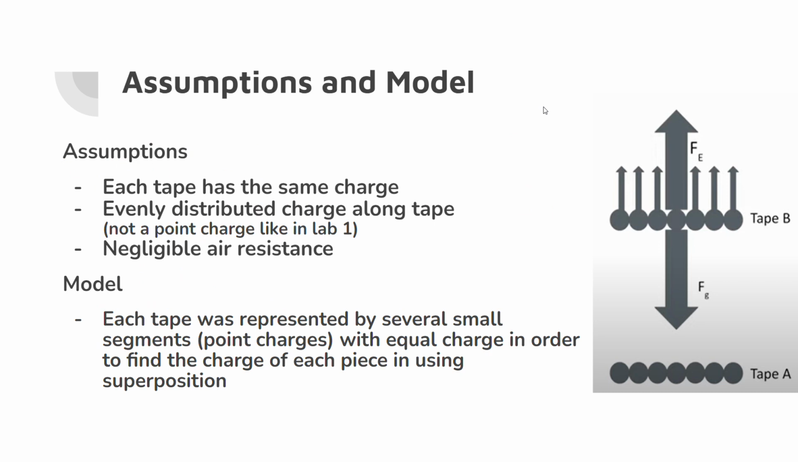Assumptions in the model. In this lab, we assume that each tape has the same amount of charge, equally distributed. We assume that this charge is evenly distributed along the tape, not a point charge as in the previous lab. And we will assume negligible air resistance and other friction that would be involved. The model is that each tape is represented by several small segments, or small point charges with equal charge, in order to find the charge of each piece using superposition.